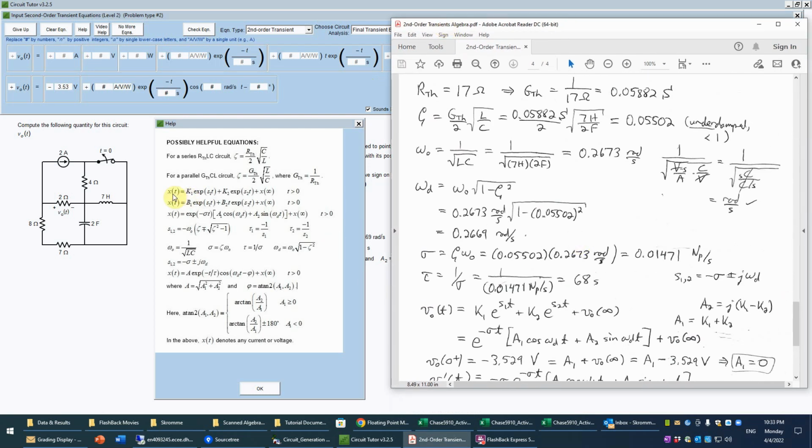Basically, this form is valid in all cases except for the critically damped case, where you have to put in the extra factor of t here. But for anything that's not critically damped, this would be the valid form.